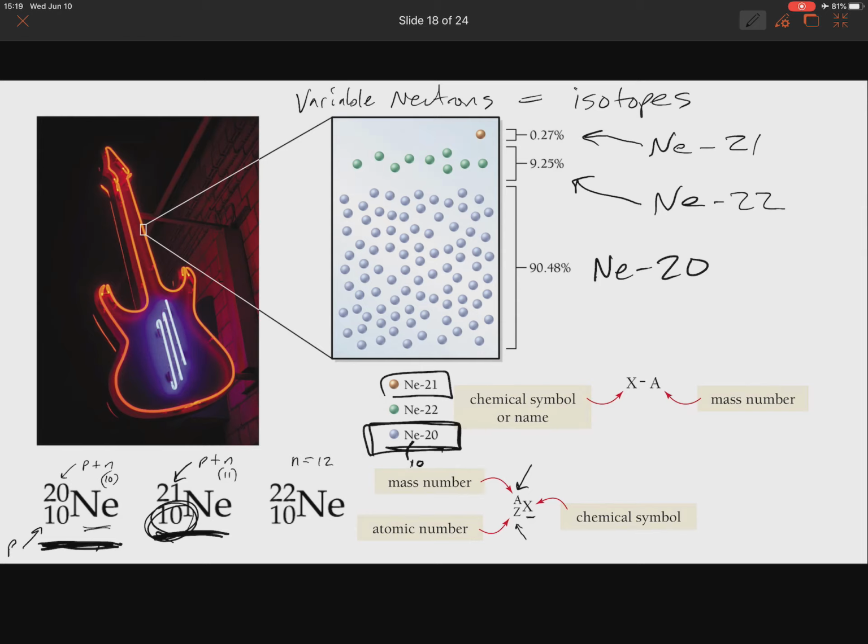Okay, so the mass number is A, the Z is the proton number. A few different ways of showing it.